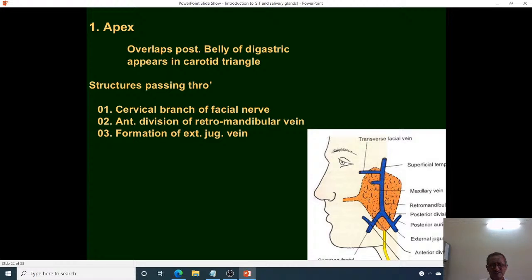So in the apex we are seeing the cervical branch of the facial nerve. The retromandibular vein is dividing into anterior and posterior parts. The posterior retromandibular vein is joined by the posterior auricular vein forming the external jugular vein, whereas the anterior retromandibular vein is joined by the facial vein forming the common facial vein.